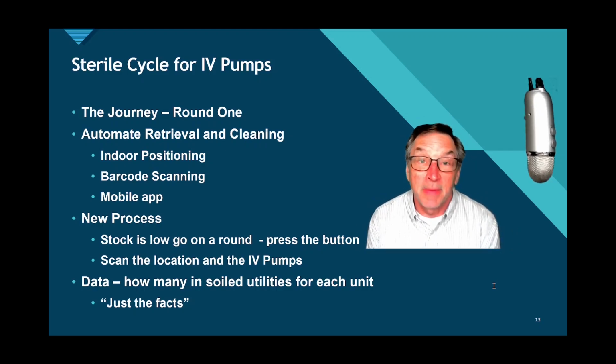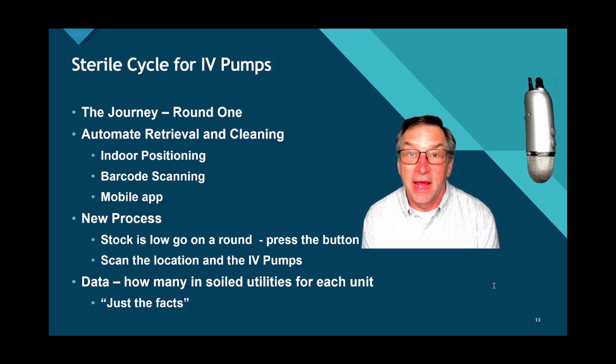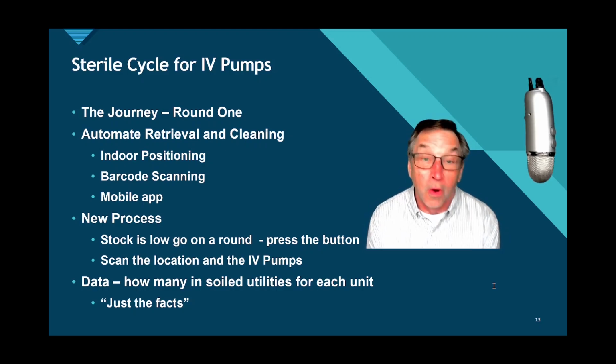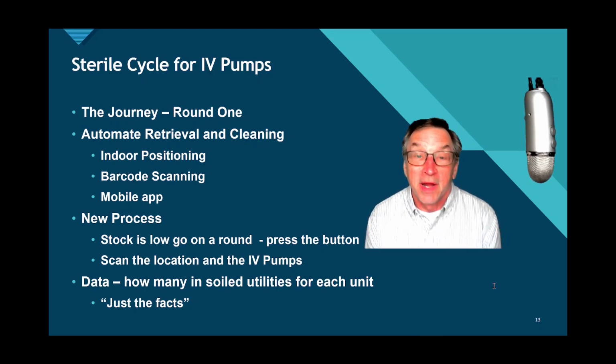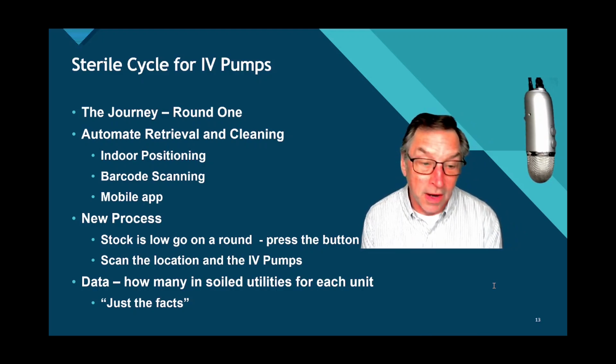Okay, so we're going to automate this retrieval and cleaning process first before we even look at the stocking. And what are our tools to do this? So we're going to have an indoor GPS system, or IPS, indoor positioning system. We're going to have barcode scanning on our mobile devices. With the indoor GPS, that means the barcode scanning is now location aware. And we can start with this. We don't need any infrastructure to do this, just this location aware app.